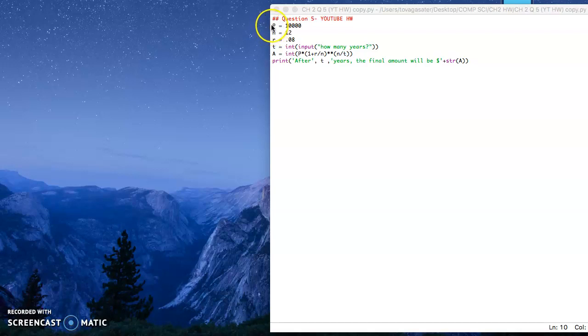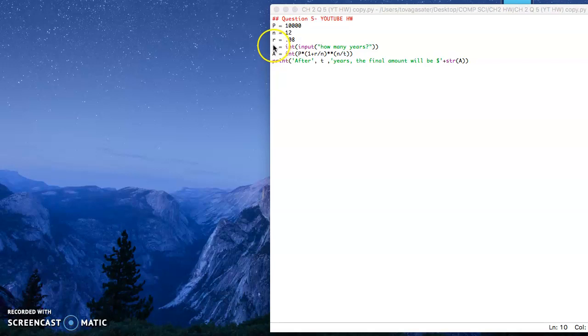So P, which is the starting amount, is going to be 10,000. N is how many times the interest is compounded per year, which is 12. R is the interest rate as a decimal, so 0.08. And then T, which is the number of years.